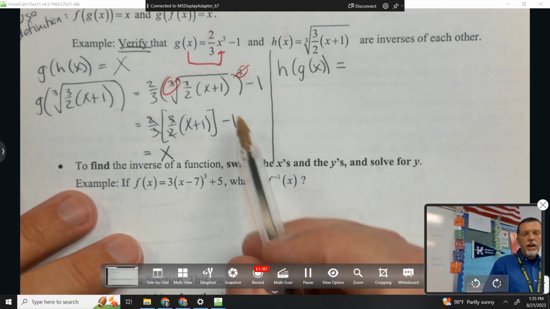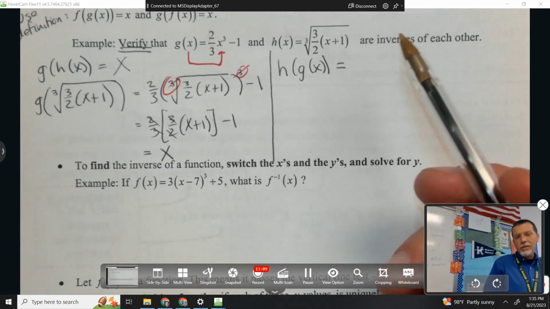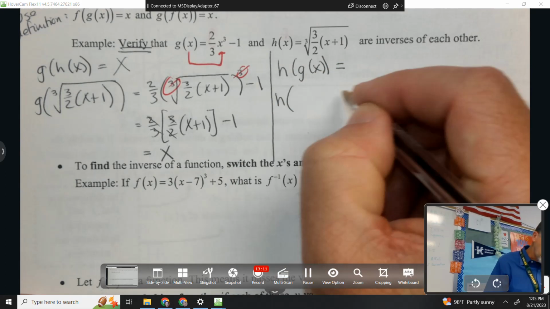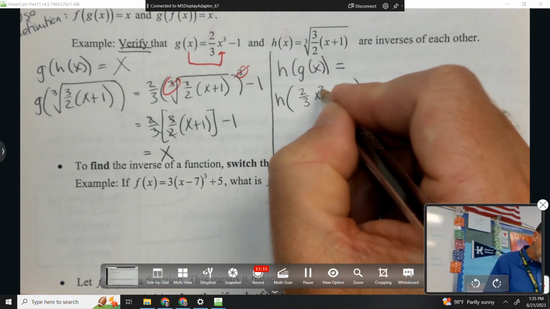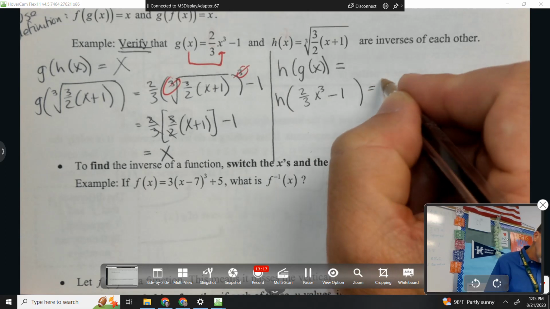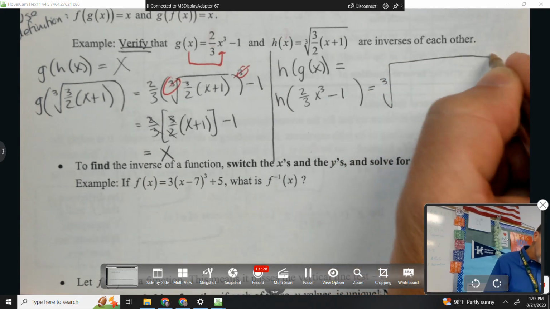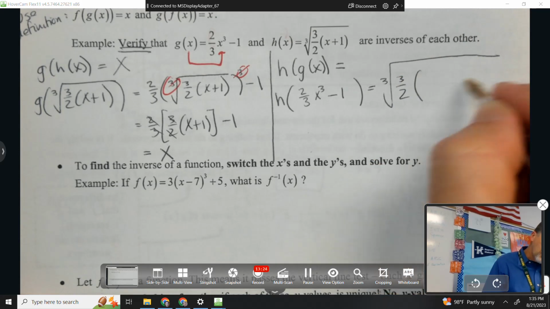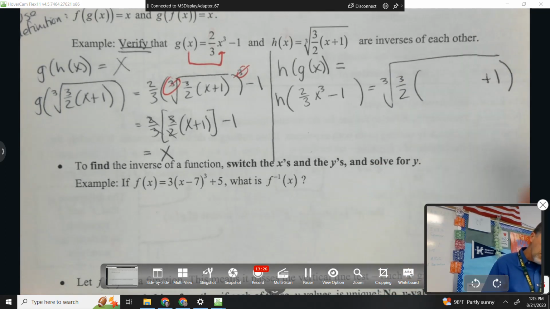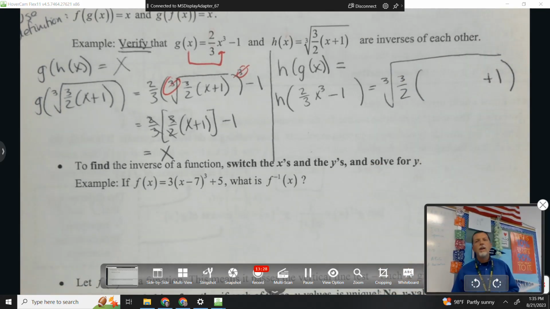All right. Again, for us, if it works for one, it's going to work for the other, but we've got to show it. 2/3 x cubed minus 1. So cube root 3/2 of whatever the input is plus 1.